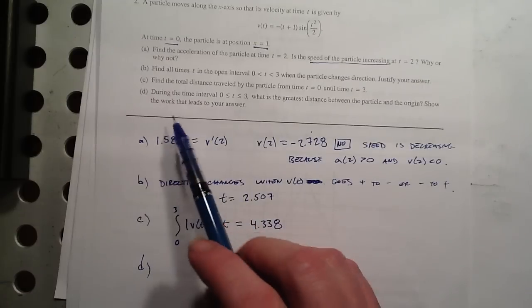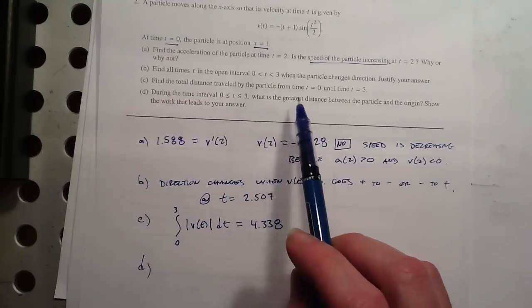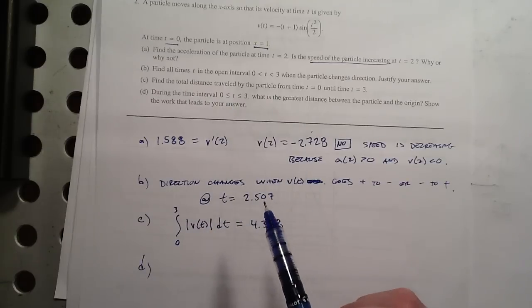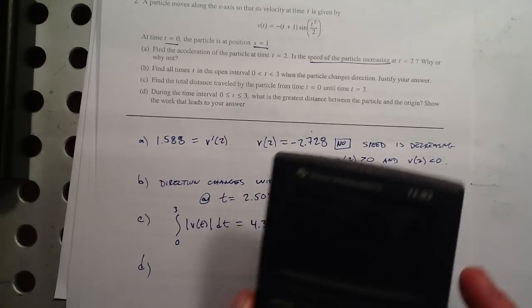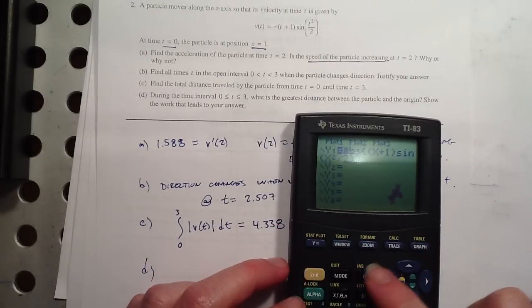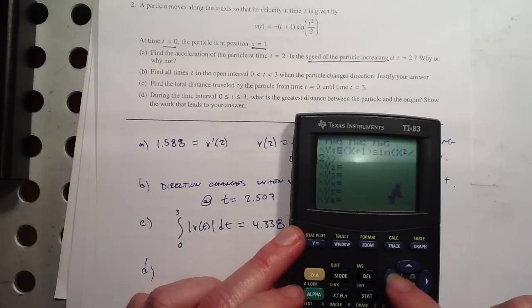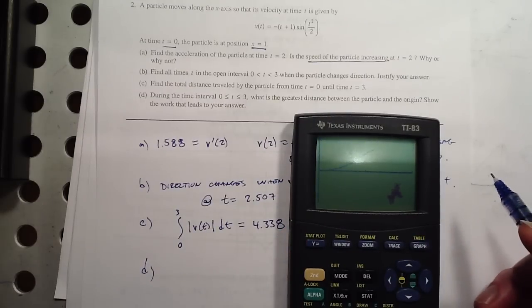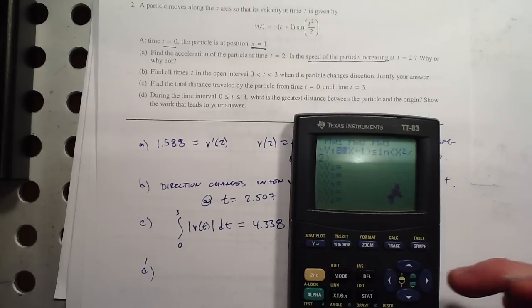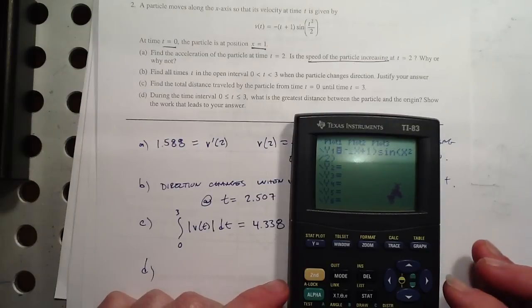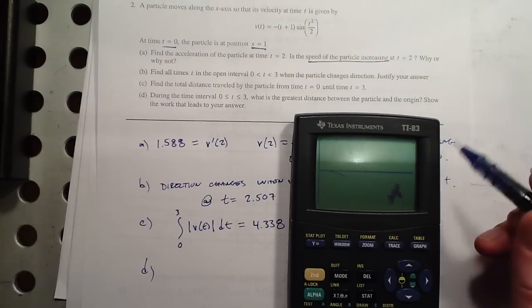Okay, last part. During the time interval from 0 to 3, what's the greatest distance between the particle and the origin? And show your work that leads to your answer. All right, well, let's go back to the velocity graph. In other words, let's get rid of the absolute values. And look at that again. Oops. That looks upside down. Oh, that's because I lost my negative sign. There we go. That looked funny.